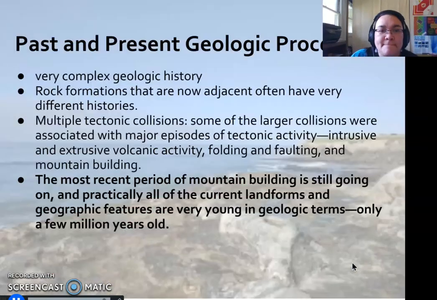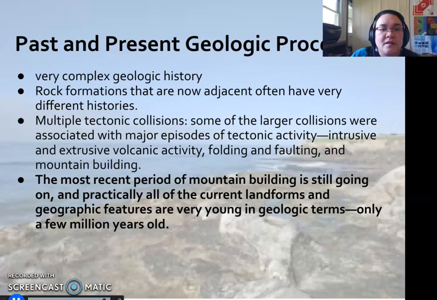So as you can see, California has a very complex geologic history. Rock formations that are now adjacent often have very different histories. It has a history of multiple tectonic collisions, some of the larger collisions associated with major episodes of volcanic activity, faulting and folding, and mountain building. I've included some videos on the main concepts page which go over some of these processes in detail.